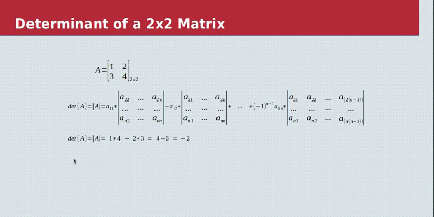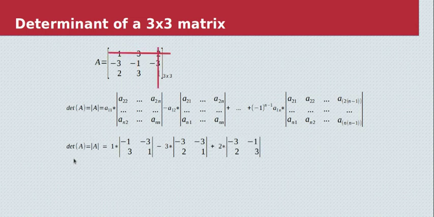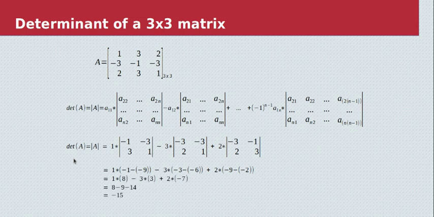So next one, here is a 3 by 3 matrix. So here our general formula is given. So first element we are taking, so 1 into its cofactor matrix, and second element minus 3 into its cofactor matrix, plus third element is plus sign, so plus 2 into its cofactor matrix. So here is our value. So first we have to find the determinant of this 2 by 2 matrix and then we have to multiply it with the element. So we will get 15. Minus 15 is the determinant of this 3 by 3 matrix.